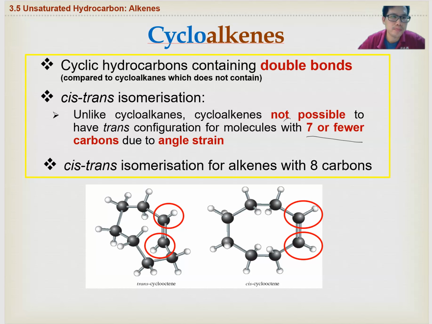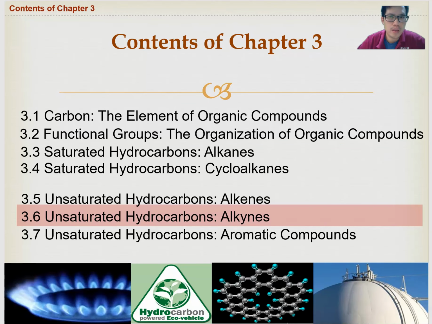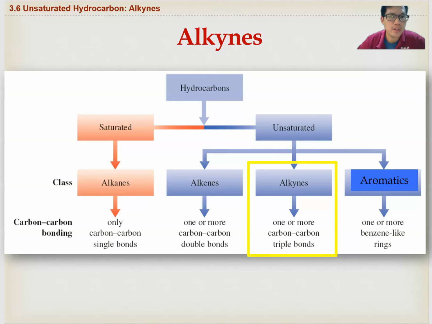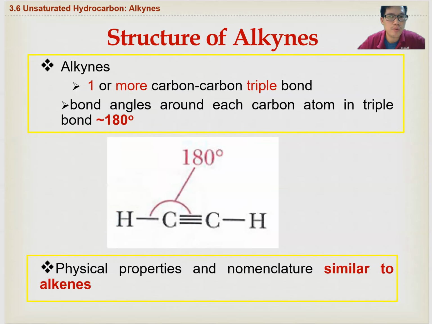3.6, we talk about alkynes. Alkynes, by definition, contain one or more carbon-carbon triple bonds. It's very similar to alkenes; the only difference is that now it contains carbon-carbon triple bonds. Again, there are two fewer hydrogens, altogether four fewer compared to alkanes, because they have been replaced by a bond. In this case, the bond angle will be 180 degrees, because, as I said, they try to maximize the distance between the elements.